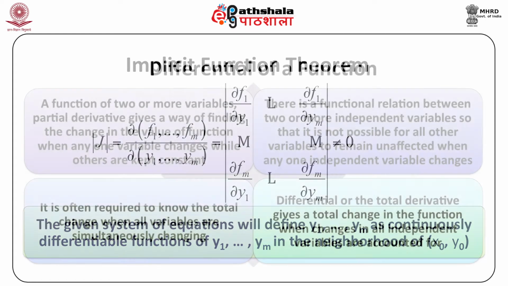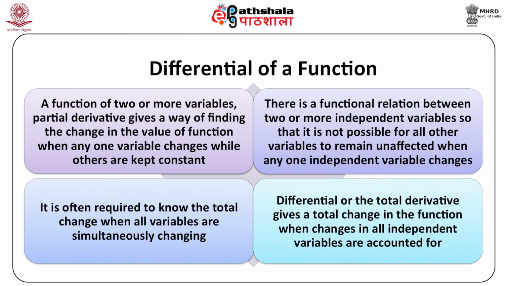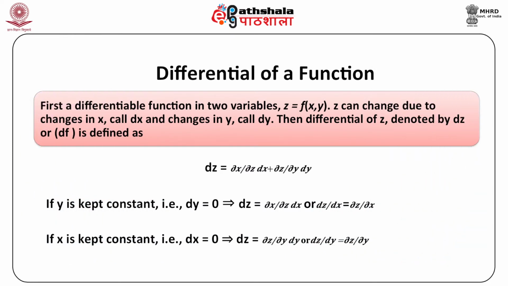Differential form of a function. Given a function of two or more variables, the partial derivative gives a way of finding the change in the value of the function when any one variable changes while others are kept constant. Sometimes there is a functional relation between two or more independent variables so that it is not possible for all other variables to remain unaffected when any one independent variable changes. Moreover, it is often required to know the total change when all variables are simultaneously changing. The differential or the total derivative gives the total change in the function when changes in all independent variables are accounted for.